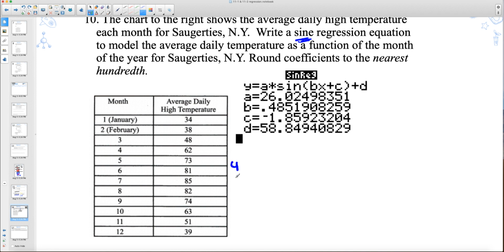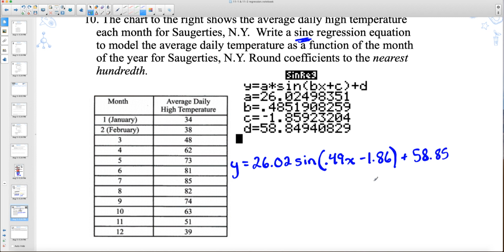So we have y equals 26.02 sine 0.49 x minus 1.86 plus 58.85. So if we just take a look at this, the amplitude is 26, so kind of like our variation.